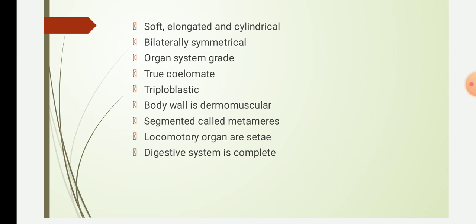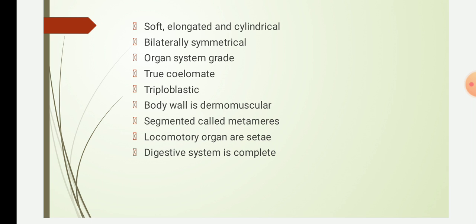Next, the outer covering of the body is covered by a thin cuticle which is secreted by the underlying epidermis. Then the body wall is contractile, consisting of outer epidermis, circular and longitudinal muscles, that is dermomuscular. Then the appendages are present in some, but are unjointed. The locomotory organs are segmentally arranged in the form of paired chaetae, and in most forms it will be chaetae.